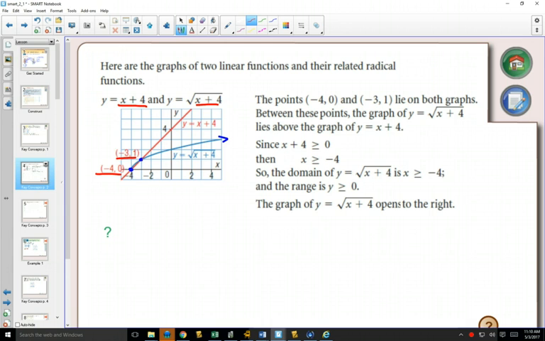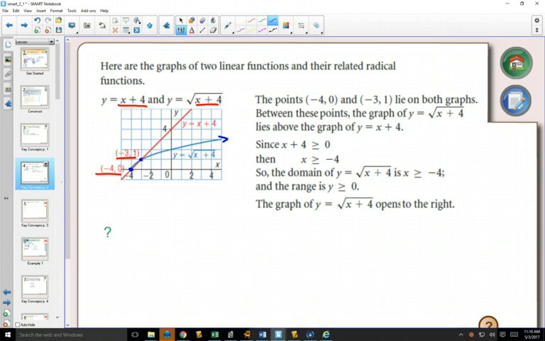The same thing happens when the inside is equal to a positive 1. So when x is minus 3, in your line, minus 3 plus 4 is 1. And so you have the point minus 3 comma 1. When you plug in minus 3 into the square root equation, you're going to get the square root of 1. And of course, the square root of 1 is still 1, so that will also be the same.